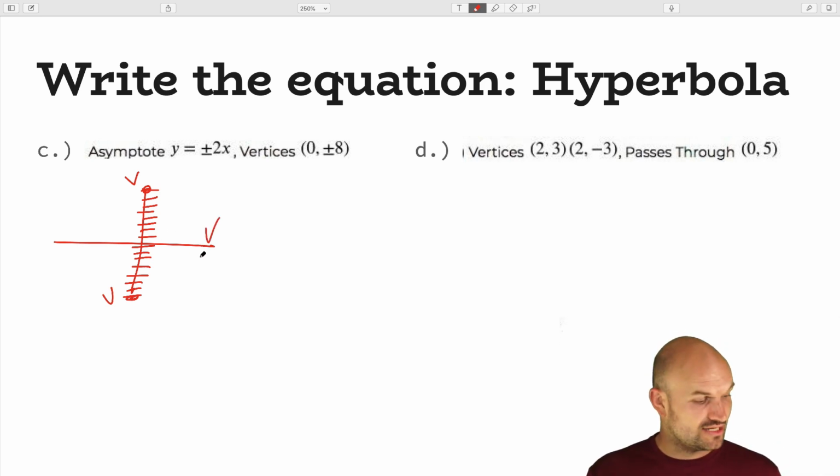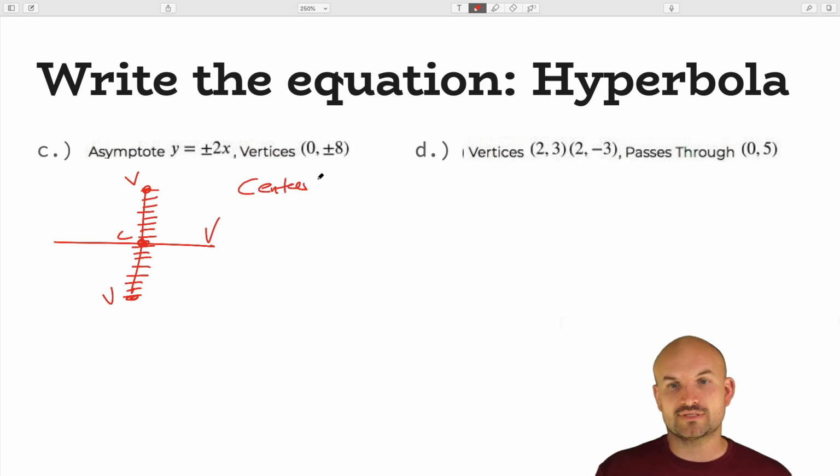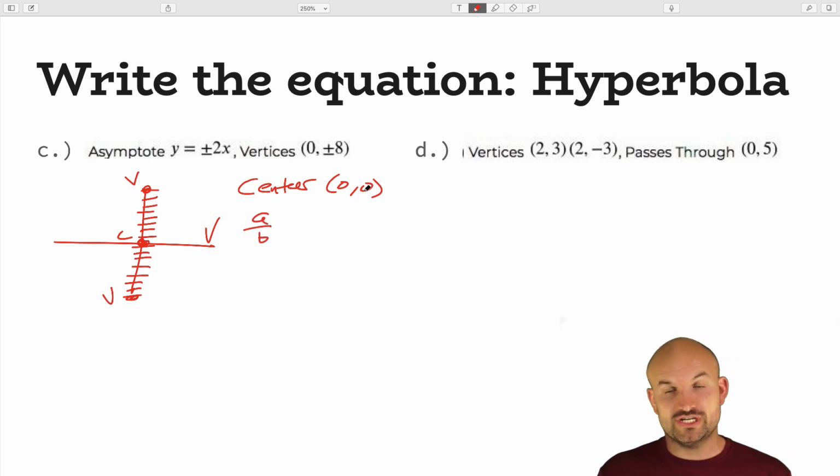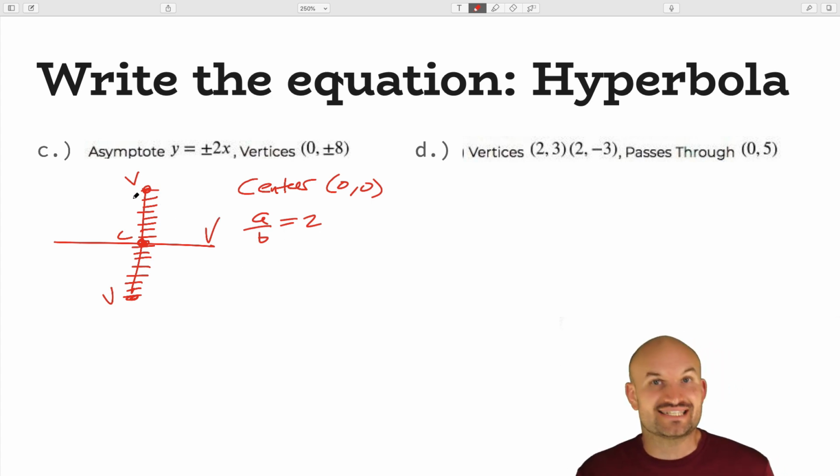That means my a squared is going to be under my y, I'm sorry. From this point also, I can identify the center is the midpoint of the two vertices. So I can say the center now is going to be at 0, 0. And remember, if it's a vertical transverse axis, that means a over b is equal to your coefficient here, which is 2. Well, I know that the distance from the center to your vertex is 8. Yes? So that's a, right? The distance from the center to your vertex is a.